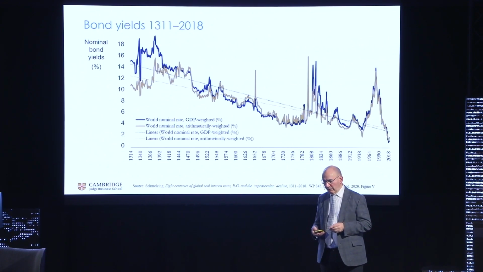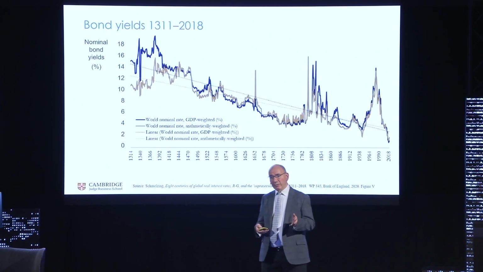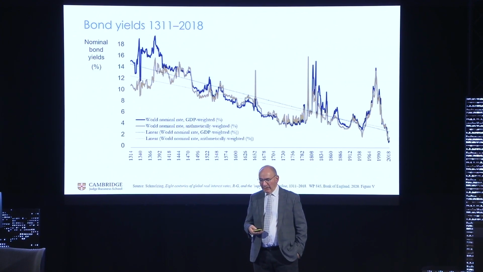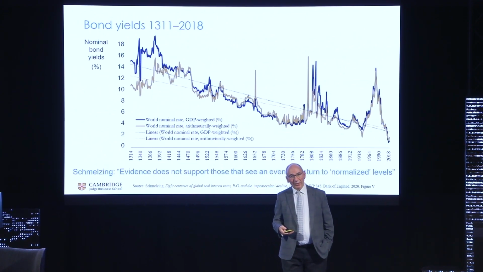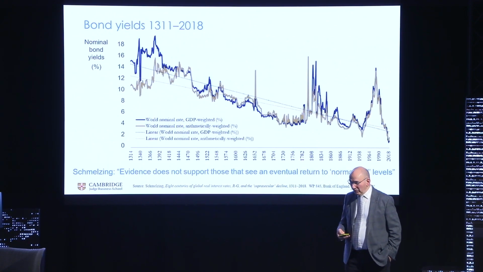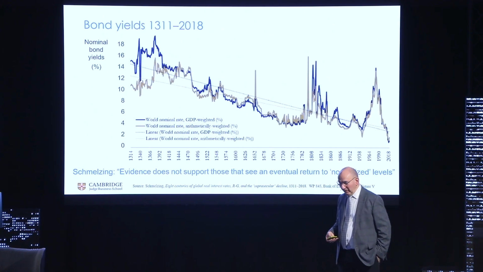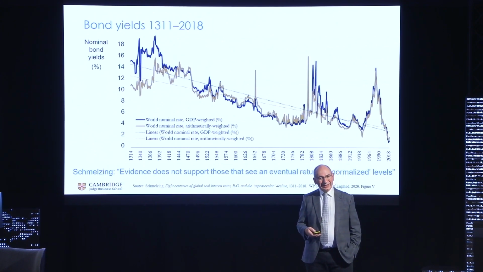There's a man called Schmelzing, who's based in Cambridge and Oxford, Harvard, distinguished set of histories. And he's been looking at interest rates over long periods. Interest rates have come right down from extraordinarily high levels. And I just pick out one sentence in his concluding remarks. The evidence, he says, after looking at centuries of data, does not support the view that there will eventually be a return to normalized levels.